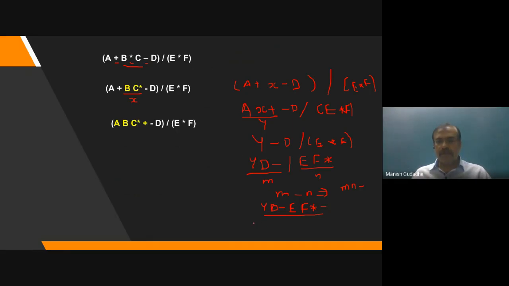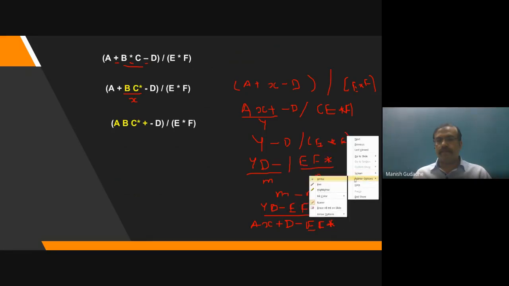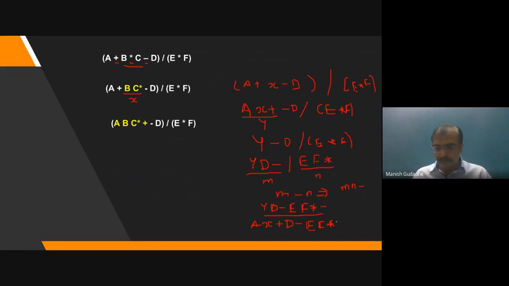What is y? Y is actually x plus. The rest of the expression will come as it is. There is no reduction in this. So this will appear as it is. This is the easier way to do it. Sorry, this should be minus. This should be minus. E F star.